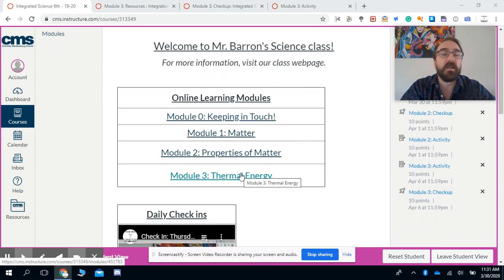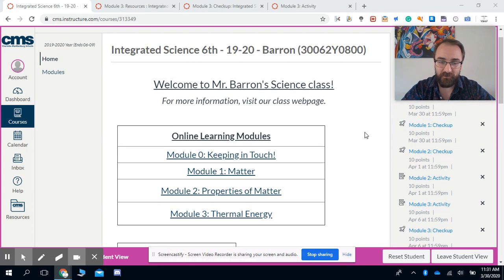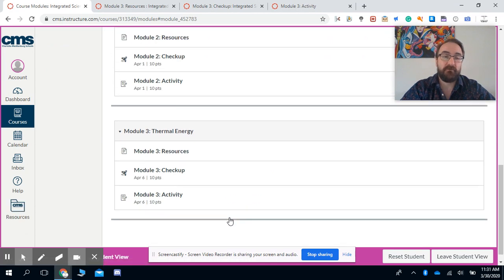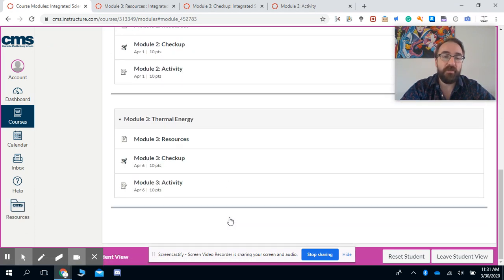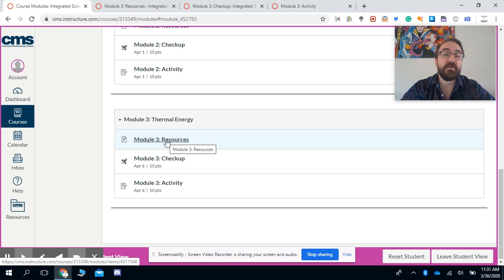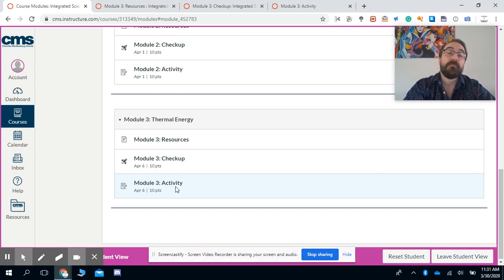So what we'll do is we'll look at the brand new module. Now, if you need to go back and do some of these, the person I'm looking at hasn't done any of them. Each module is built kind of the same way. It starts off with resources. There's a 10-question checkup and then an activity. Each of those parts is important. For this module, you should spend probably about 60 to 90 minutes on it, maybe a little bit more. That's about an hour to an hour and a half.